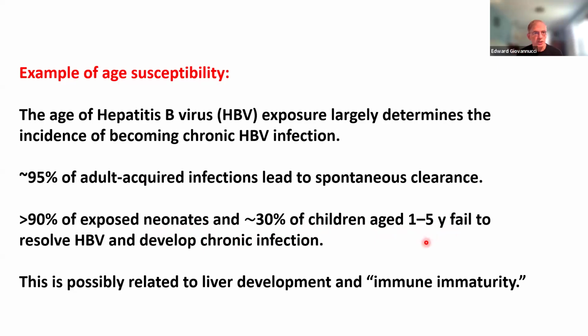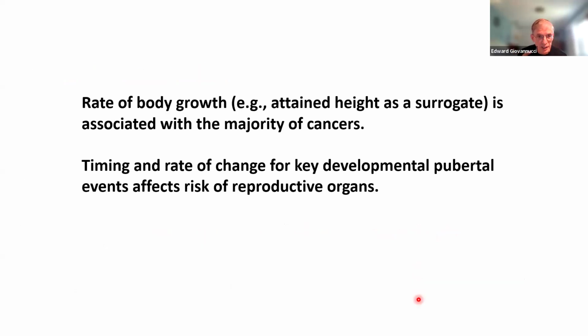So this is a case where the carcinogenic exposure is HBV, but the age that you get it is the main determinant of whether you'll get cancer. And it's probably related to things like liver development or development of the immune system. So it's just that younger age is more susceptible.